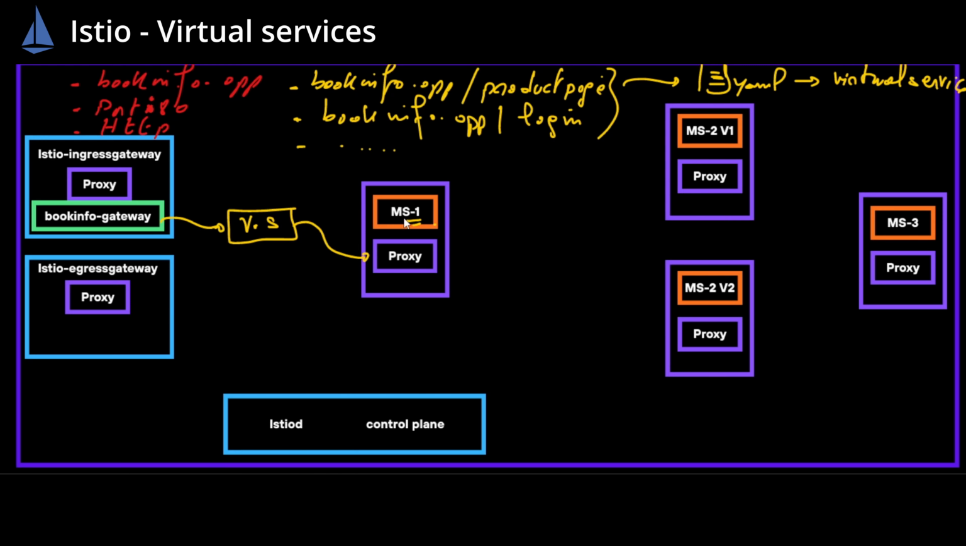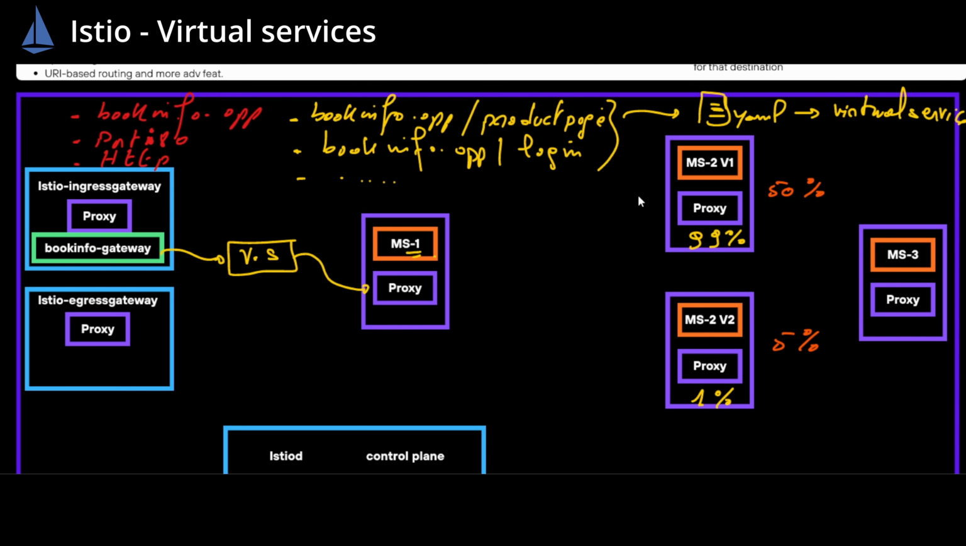Now let's say that we want to split the traffic from microservice one. We want to send 99% to version 1 of microservice 2 and only 1% to version 2 of microservice 2. With Kubernetes services, the distribution can only be 50% to V1 and 50% to V2, because here we have only 2 pods, and the Kubernetes service will distribute the traffic equally between all the instances.